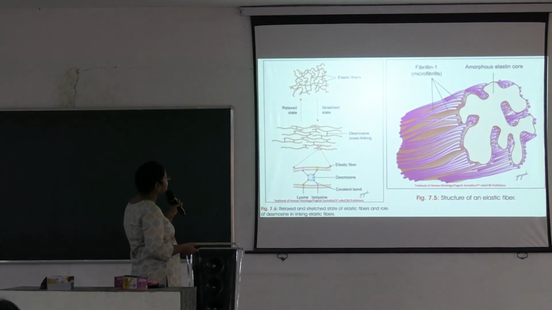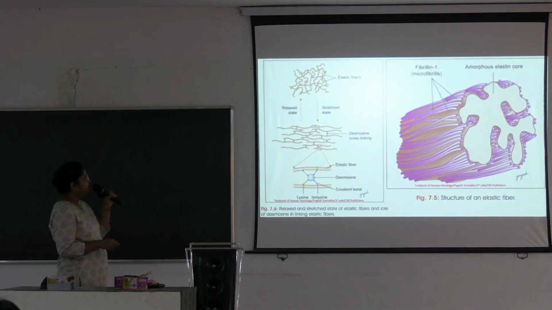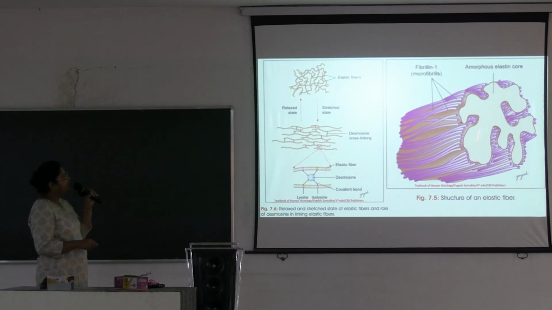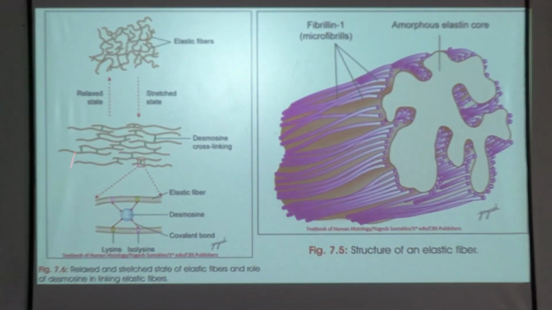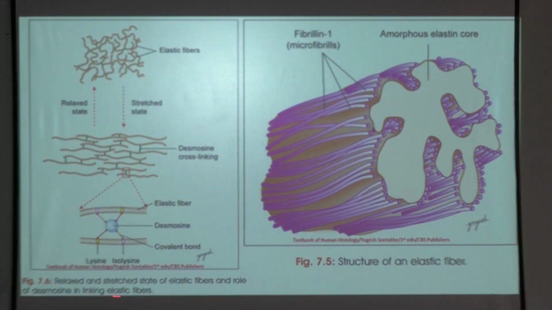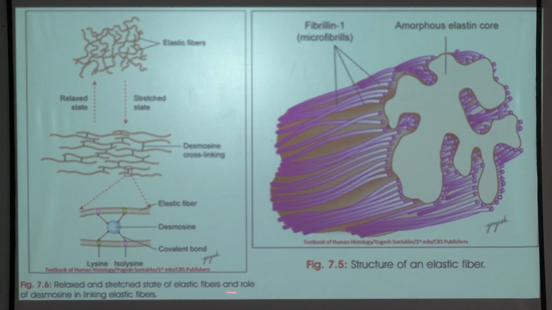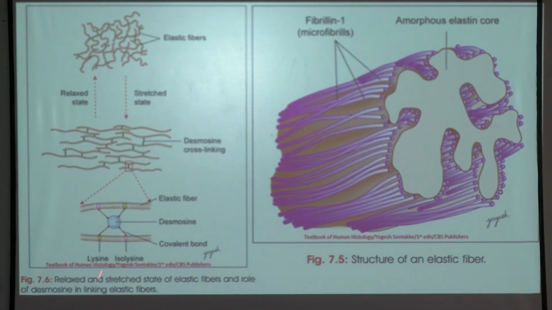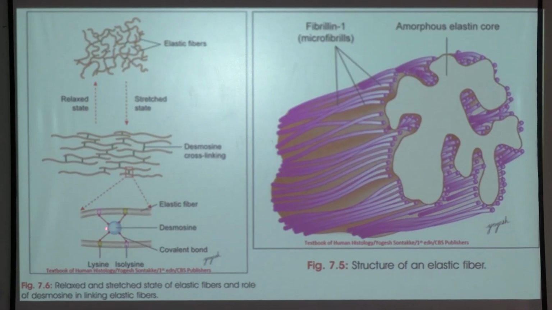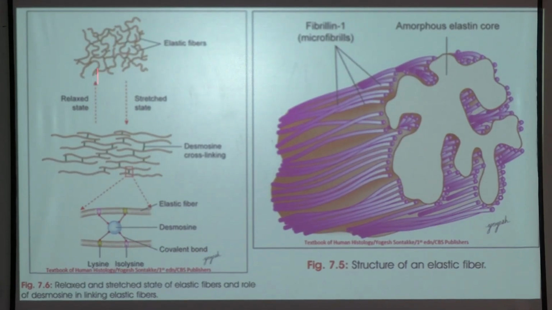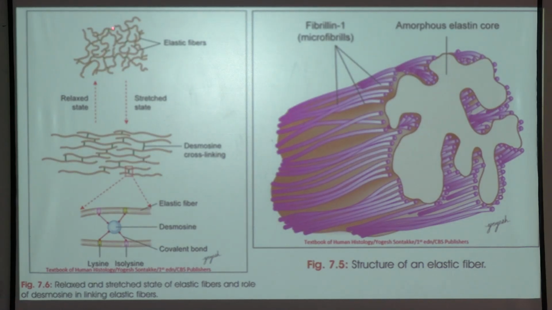Next, this is the structure of the elastic fiber. Centrally there is an amorphous elastin core surrounded by fibrillin 1 microfibrils. Here is the relaxed and stretched state of the elastic fibers and the role of desmosine in linking the elastic fibers. They form covalent bonds during the contraction of the fibers. This is the relaxed state and this is the stretched state.